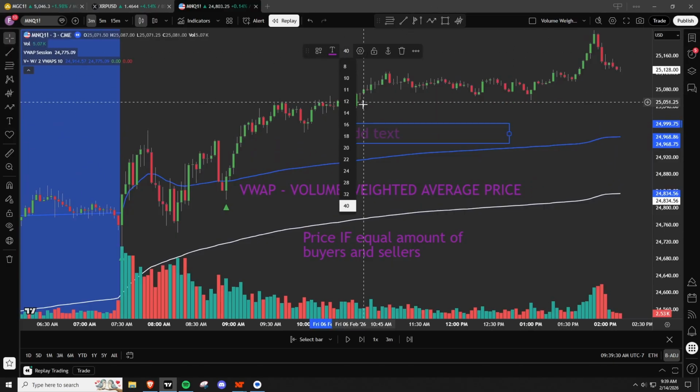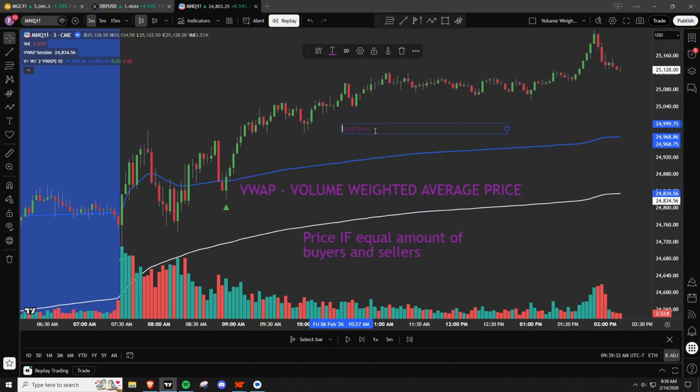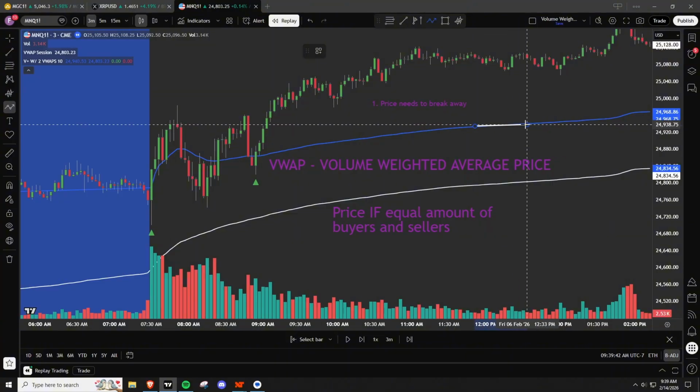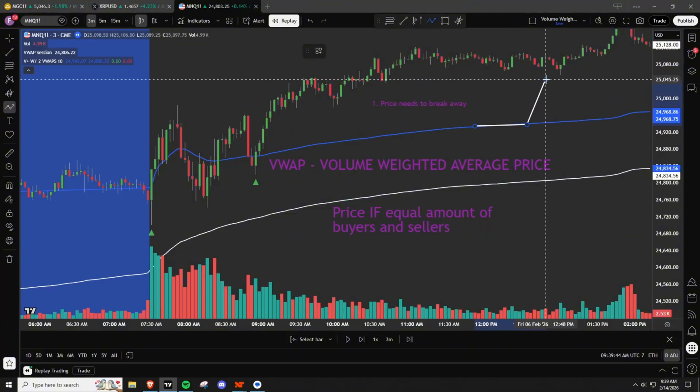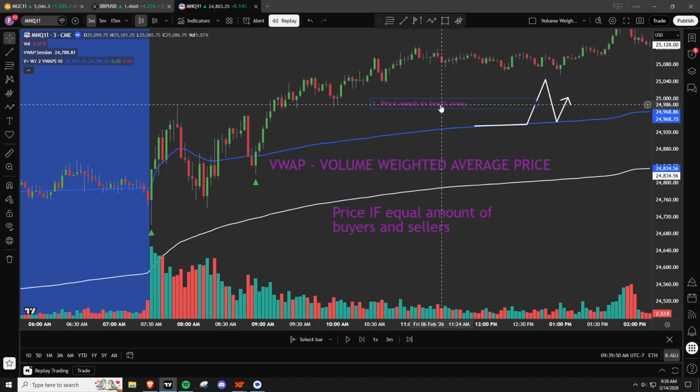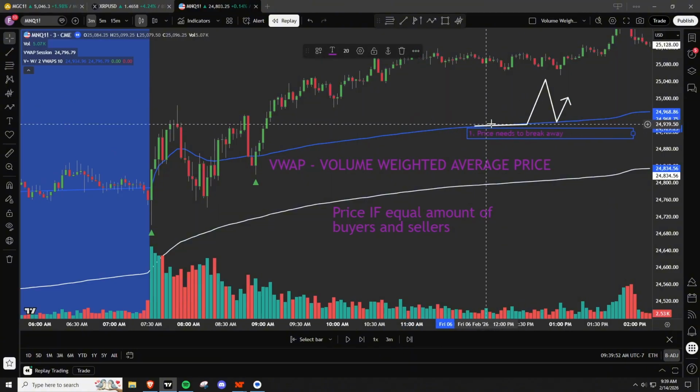So the first pattern is that price needs to break away. What does that mean? That means simply that if price is at the VWAP, it needs to break away before you're even interested in using the VWAP as a level of support. So price needs to break away. If we're just consolidating here, we're not going to use it. It needs to break away, come back, and then we can look at how it comes back and look for a point there.